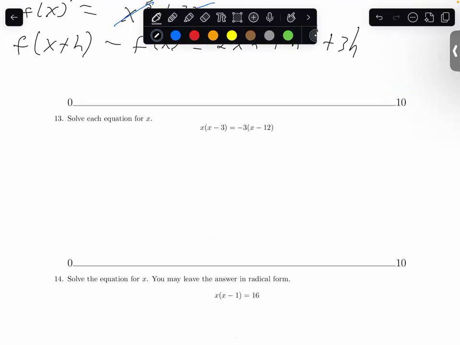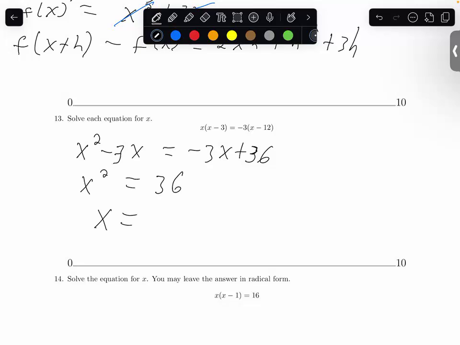Number 13 wants us to solve for x in this particular equation. x times (x minus 3) is equal to -3 times (x minus 12). Distributing on both sides of the equality, we get x squared minus 3x is equal to -3x plus 36. We can add over the 3x, which just cancels them out, and make x squared is equal to 36. And applying the square root to both sides gives us an answer of positive and -6. So 2 answers to that.